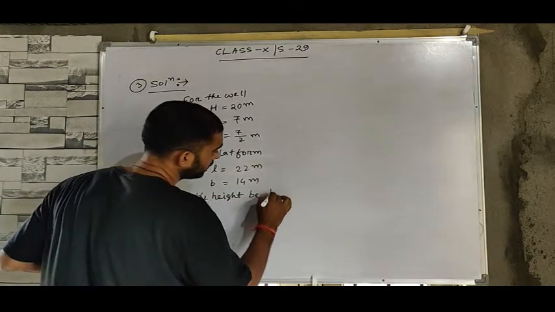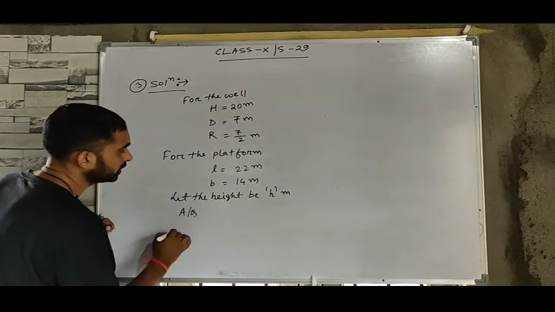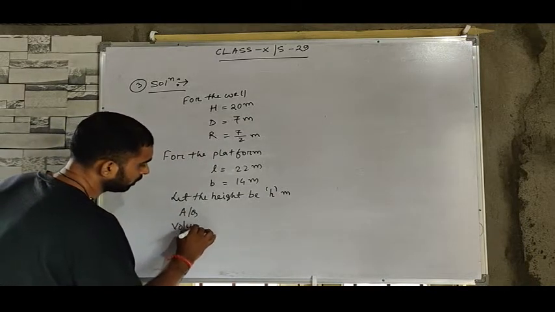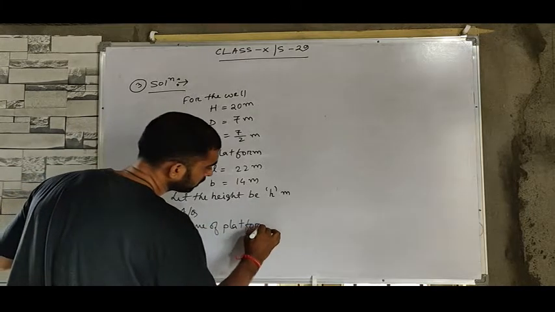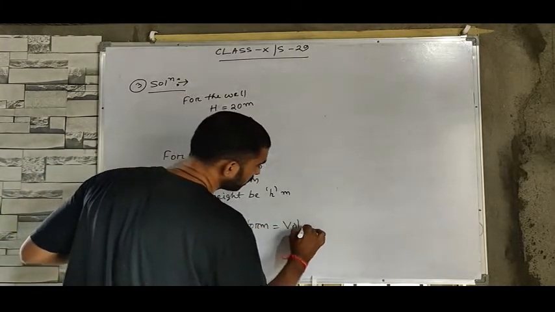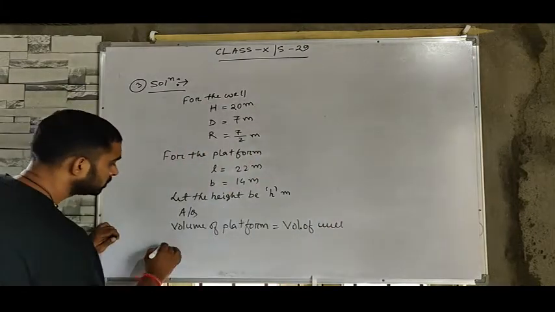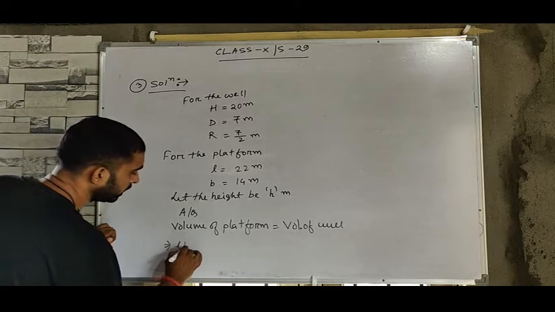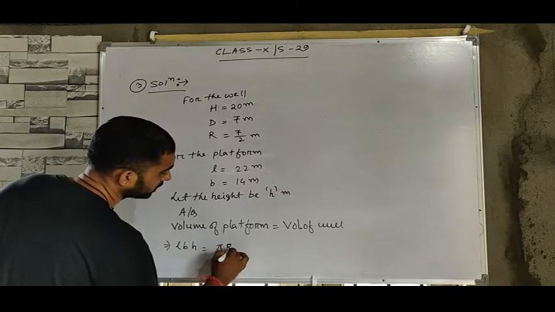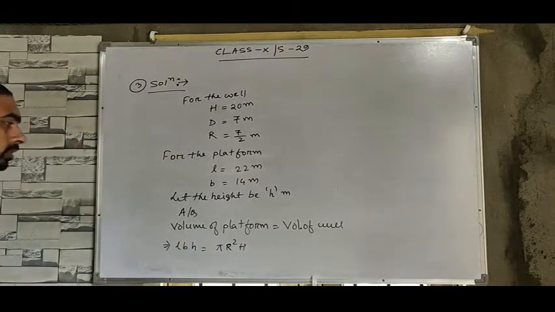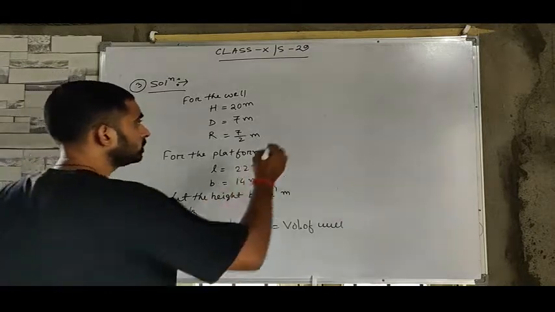Let the height be h meter. So according to the question, volume of platform is equal to volume of well. So volume of platform will be LBH equal to pi r square h. Got it?